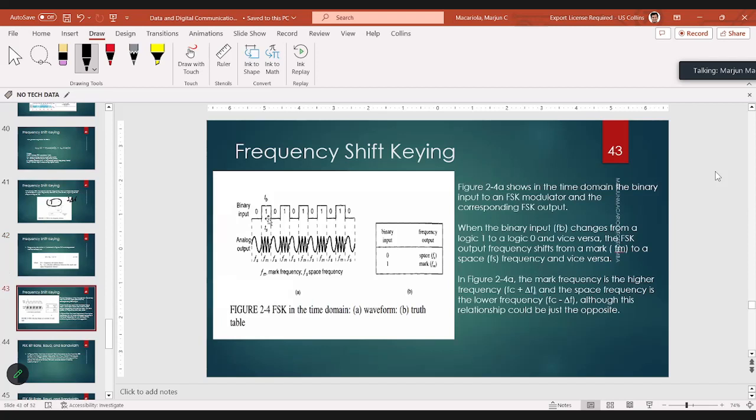So again, we have a binary input of binary signals in binary sequence. So that is 0, 1, 0, 1, 0, 1, 0, 1, 0, 1, 0. The analog output, again, deals with the FS and FM. Dito, pinapakita lang na kapag space, binary input niya ay 0. Kapag mark, so that is 1.